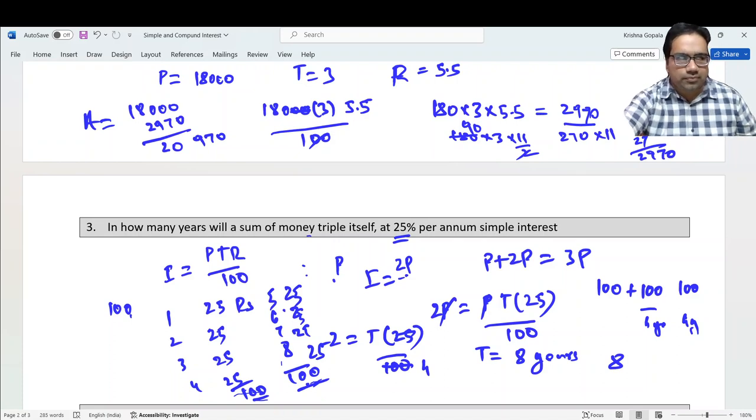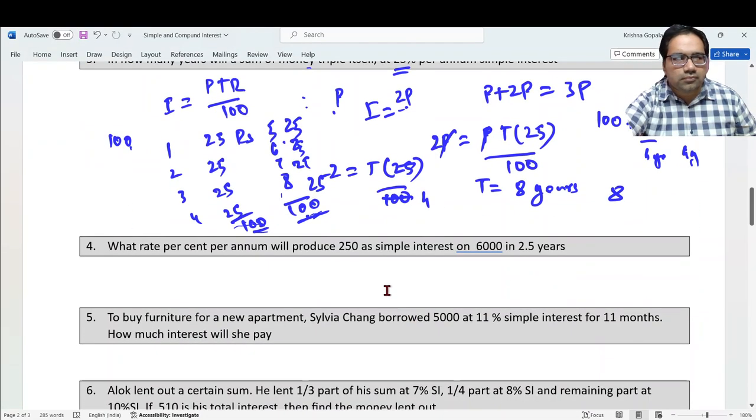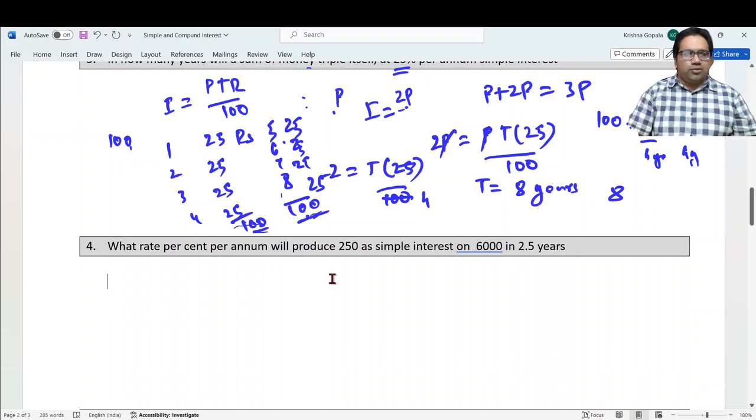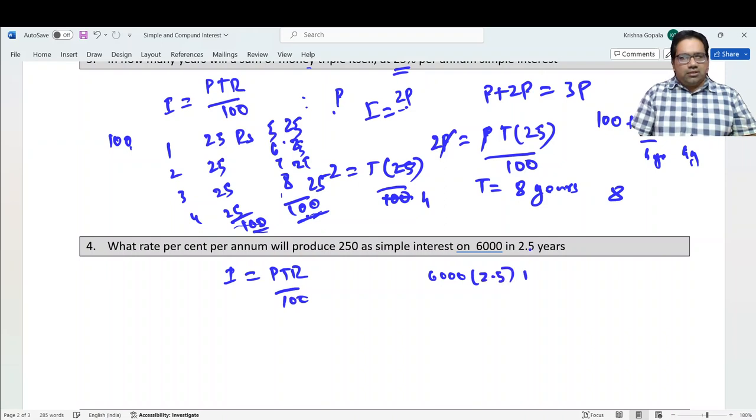Let's take another problem. What rate percent per annum will produce 250 as simple interest on 6,000 in 2.5 years? Interest equals PTR by 100. What is the principal? Principal is 6,000. Time is 2.5. Interest rate, let's call it R only, by 100, this is equal to 250.